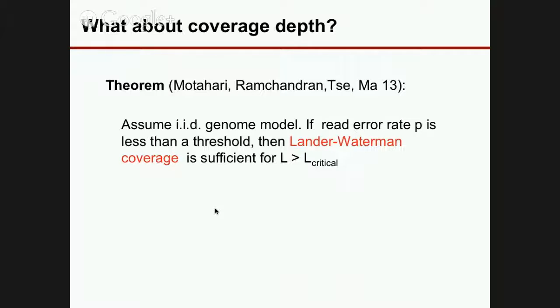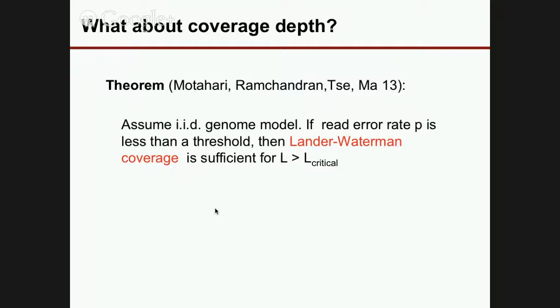In the IID case, we have this asymptotic picture: you have coverage 1 here. This is impossible. Above 1 is possible as long as the read length L is greater. So this is your achievable part. That means that when your read length is greater than L critical, then coverage by Lander-Waterman is sufficient to reconstruct in the noiseless case.